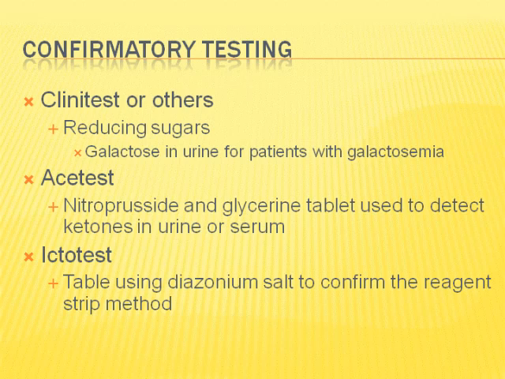The Ictotest is a confirmatory test for bilirubin, and it's a tablet, using diazonium salt, and it's just confirming, again, the reagent strip method. And a lot of times you need to do this if a urine sample is very, very highly pigmented. Because of that bilirubin, it's sometimes hard to read the dipstick pad, so you need to confirm that with the Ictotest.